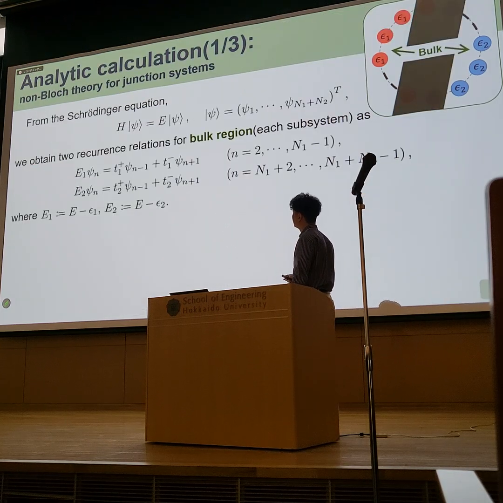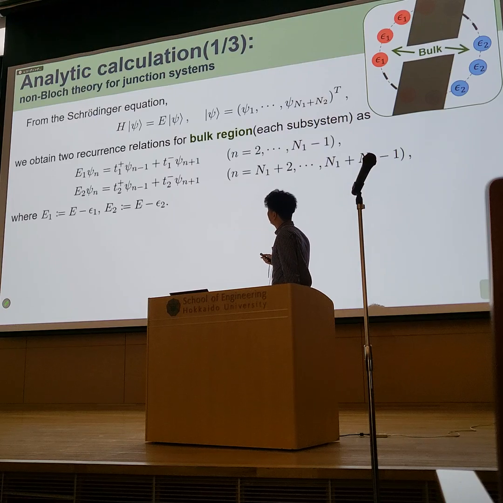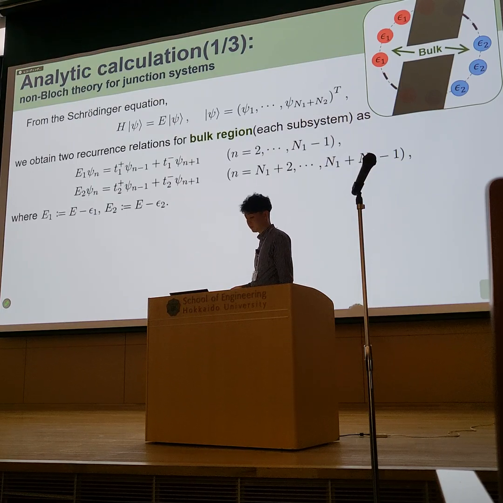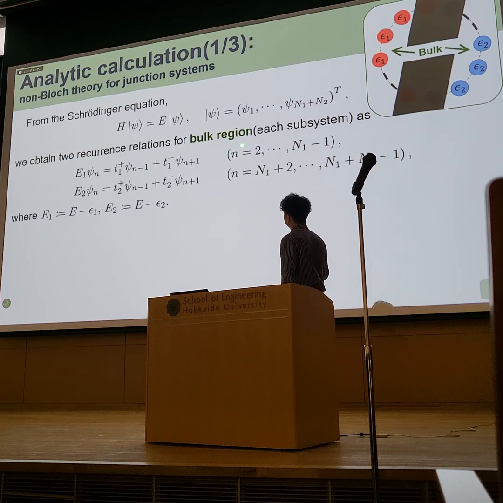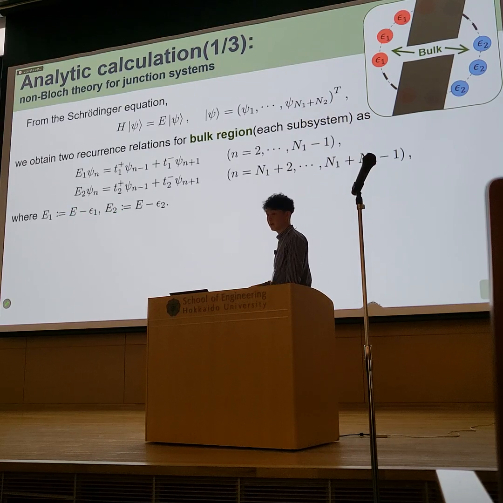All right, so in this paper we analytically solve the eigenenergy and the corresponding eigenvector psi of the Schrödinger equation for a junction system with periodic boundary conditions. Our derivation is based on the extension of non-Hermitian theory to junction systems. For the Schrödinger equation, we obtain two recurrence relations for both regions as follows, where E1 and E2 are defined as the eigenenergy minus its corresponding on-site potential.